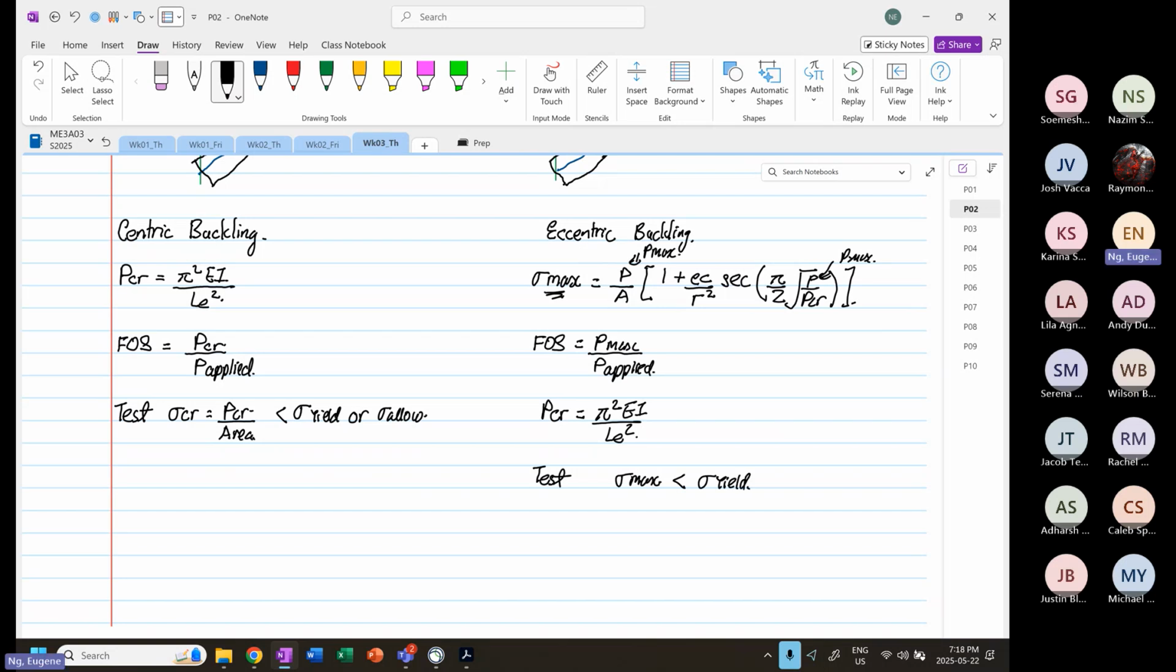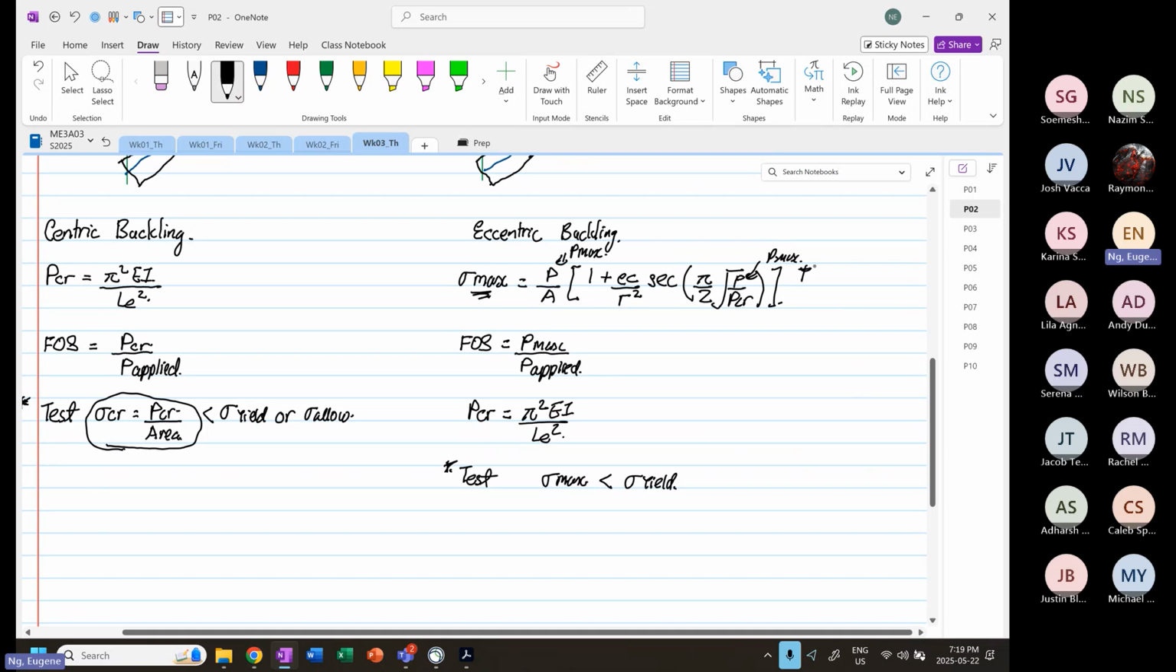Okay, so you can see that the difference is the testing. The testing is different, and also down here the stress max is different. Stress critical is P critical over area. Your stress max is P over A, and you have bracket 1 plus eC over r squared secant pi over 2 square root P over PCR. Now, in our eccentric buckling, I want all of you to use this formula. It will make your life easier. I repeat again, it will make your life easier.